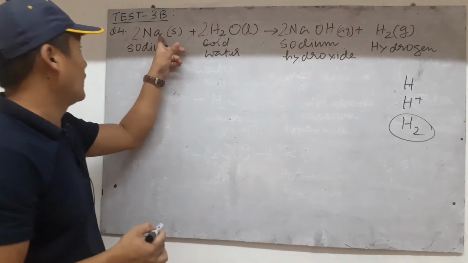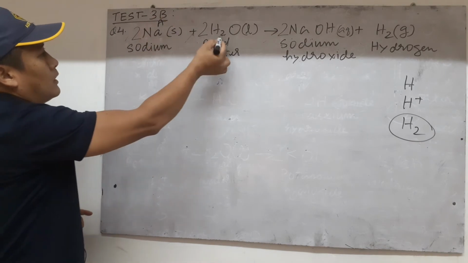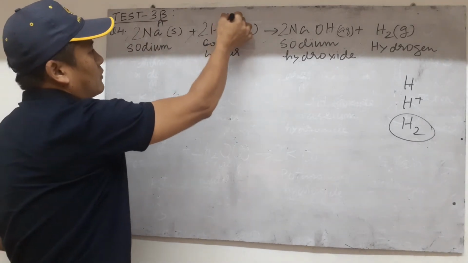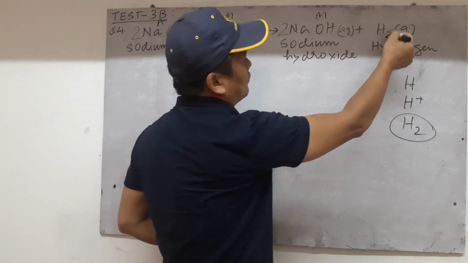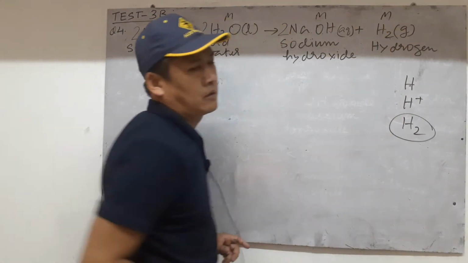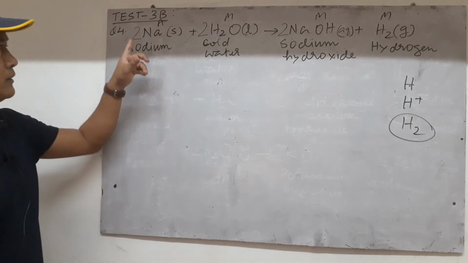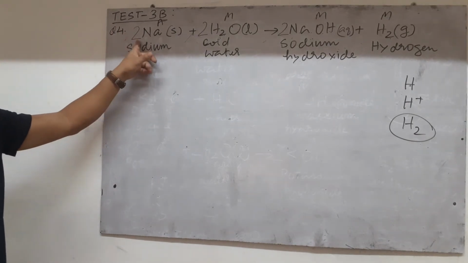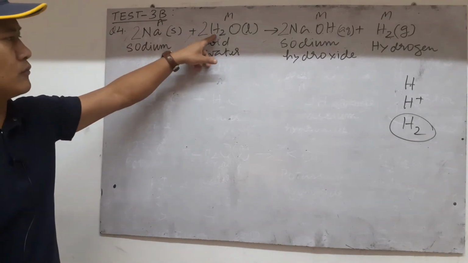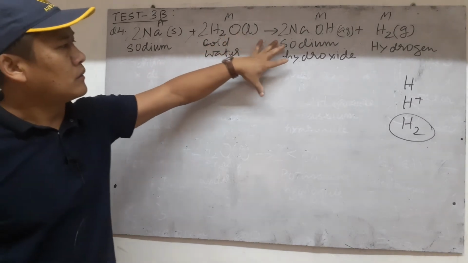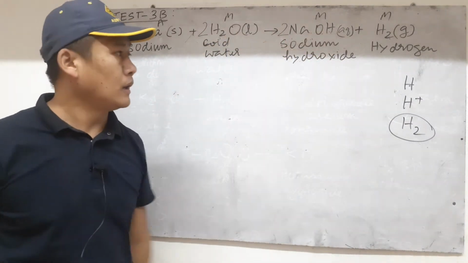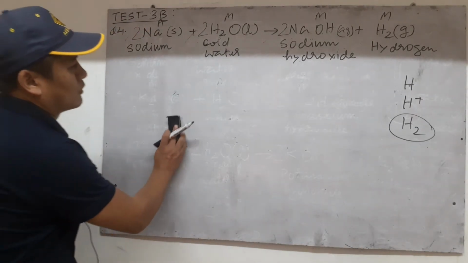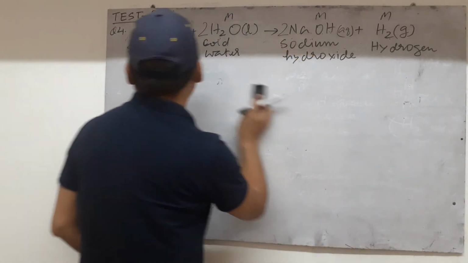So here only one atom, so this is atom. 2 plus 1, 3 atoms, so molecule. 1 plus 1 plus 1, 3 atoms, so molecule. 2 atoms, more than 1, so molecule. No need to write that, okay, as I said. Let's read it. 2 atoms of sodium react vigorously with 2 molecules of water to give you 2 molecules of sodium hydroxide and 1 molecule of hydrogen. Okay, 4. Let's go to do 5.